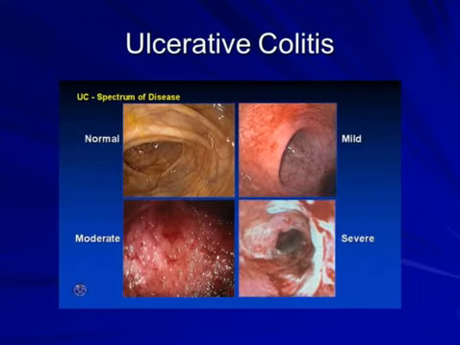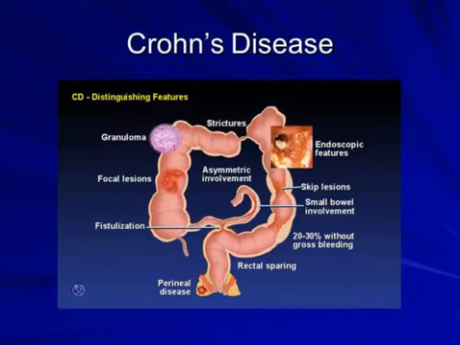There's a wide spectrum of disease severity in ulcerative colitis. This is a colonoscopy that's showing normal mucosa. This could be mild UC, moderate, and severe, where there's extensive ulceration. In Crohn's disease, the inflammation is transmural. It can affect any part of the GI tract from the mouth to the anus. There's typically rectal sparing, and in 80% of patients, there's small bowel involvement, and it's characterized by skip lesions.